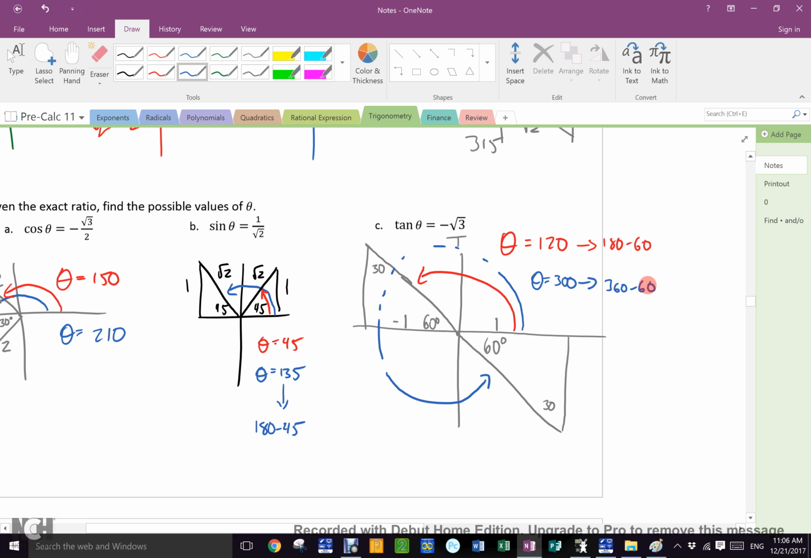That's it. There's not even any textbook work with it. It's just page 164 and 165. And then you're done SOHCAHTOA.